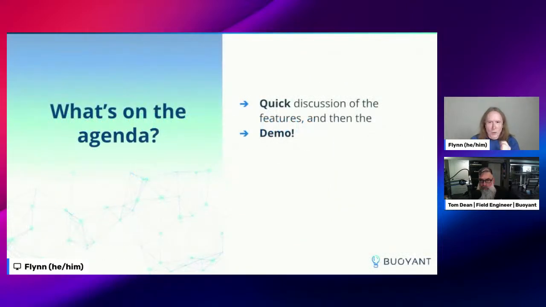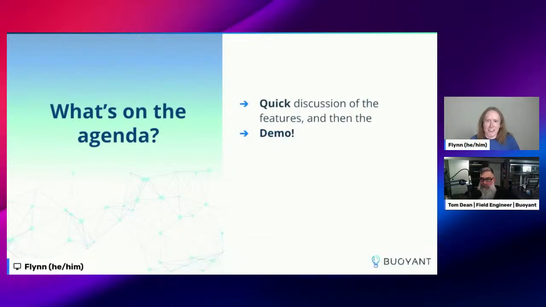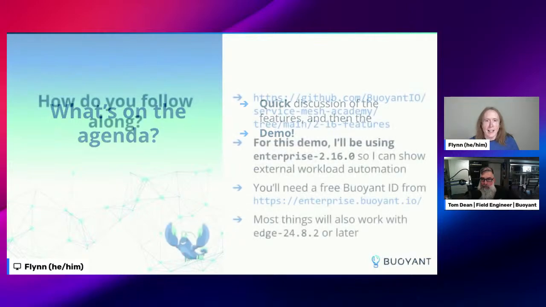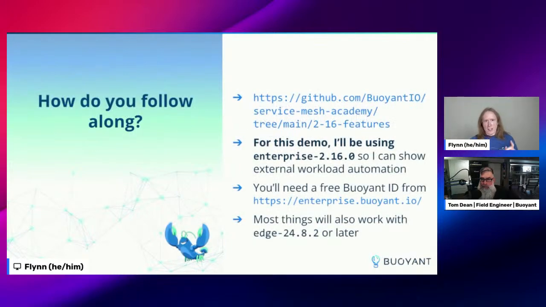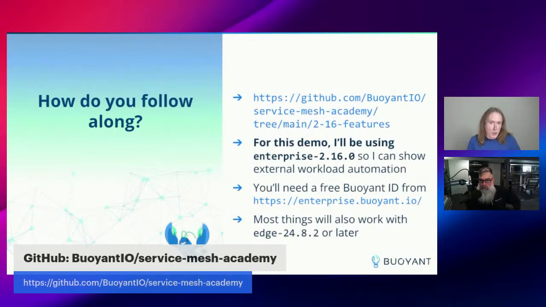Okay, what's on the agenda? We're going to do a quick discussion of the features. It's a fairly quick discussion. Some of the features need a little bit more discussion than we might have thought in the beginning here, and then we're going to get into a demo of some of these things. The source is newly up in the 2.16 features directory of the Service Mesh Academy repo.